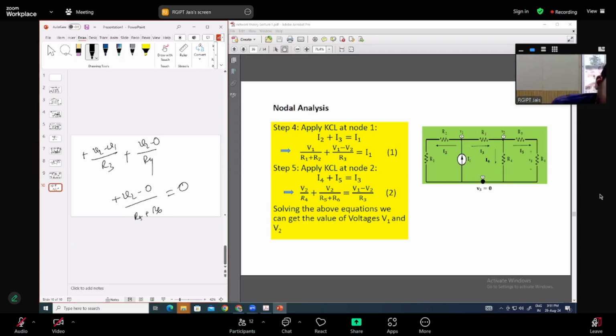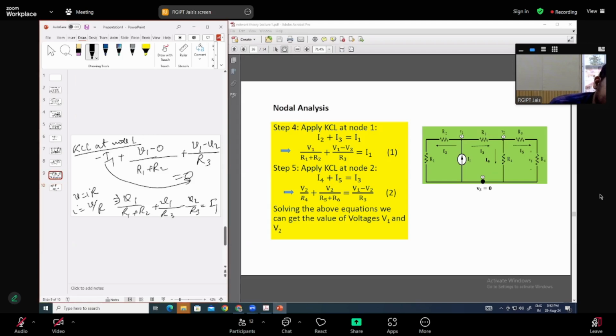So what are the known and unknown? Here V2 is unknown and V1 is unknown. In the previous case, again, V1 and V2 are unknown. So definitely if you solve these equations, you will be getting some kind of an answer. That means some unique values of V1 and V2 you will be able to find.